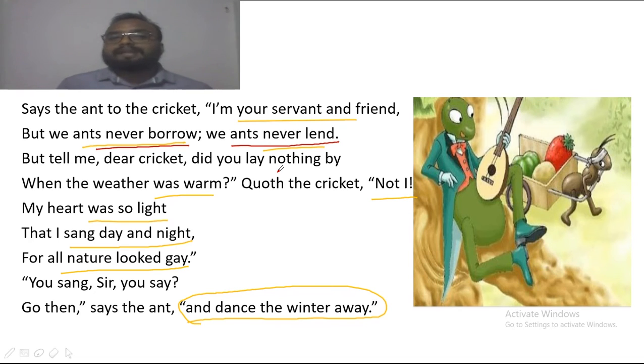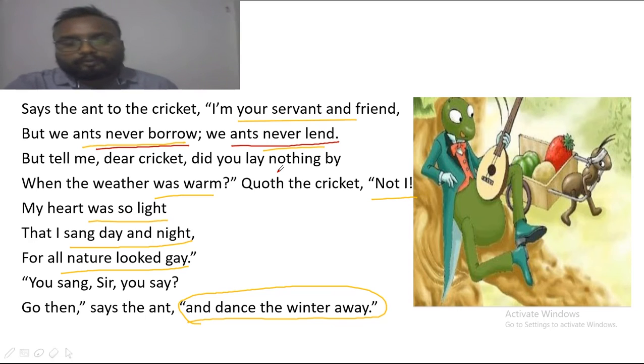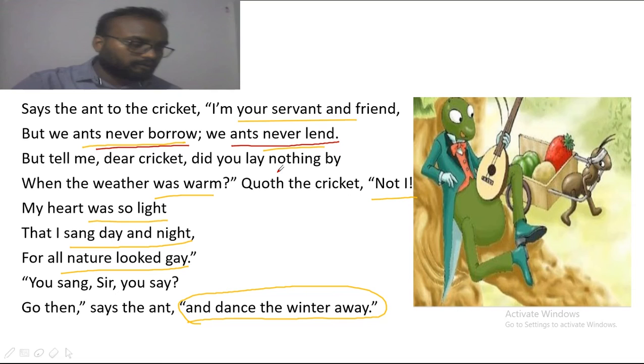So this line gives us a message that, like the ant, we should cultivate this habit, that we should always think for our future, for the time which may be totally against us. We should have proper planning for our secure future. Otherwise, it may be that we too may land in the same situation as the cricket has here.